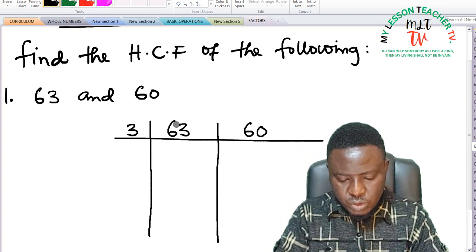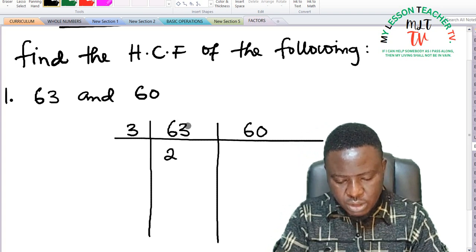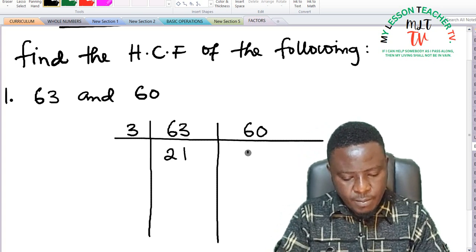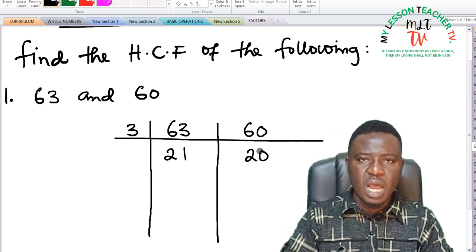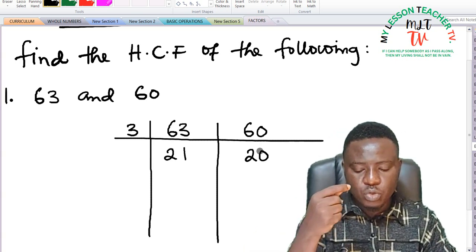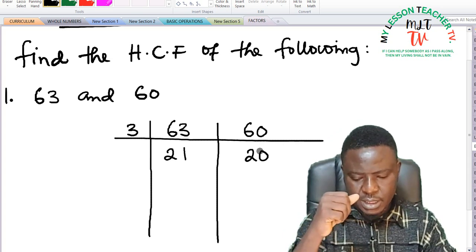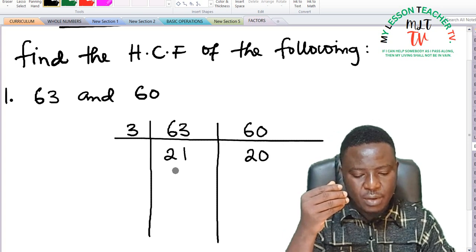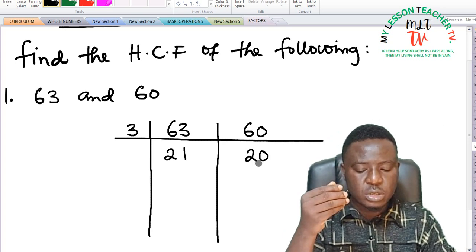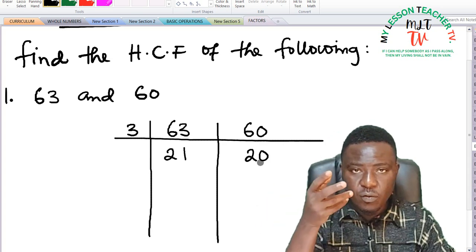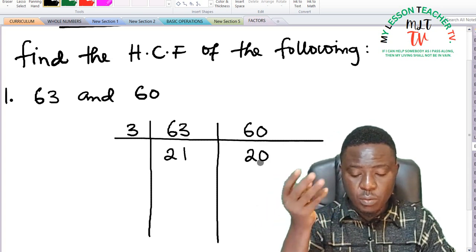3 into 63 is 21 times. 3 into 60 is 20 times. I'll also look for a common factor that can divide both 21 and 20. Can 3 still go? 3 can go into 21, but 3 cannot go into 20. 4 cannot go. 5 cannot go.